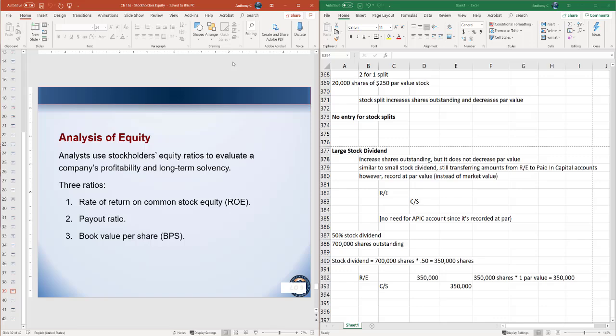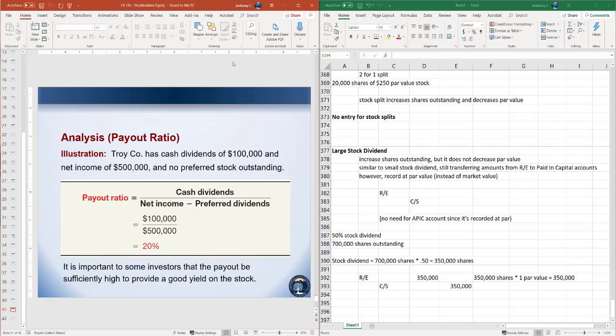The last few slides cover some financial ratios you can use to analyze equity. I'm not going to cover any of these, so that means I'm not going to ask you about any of this. Don't worry about the last few slides.